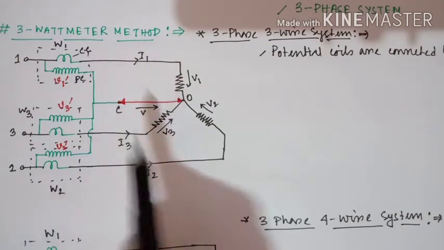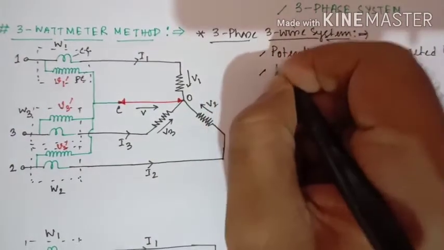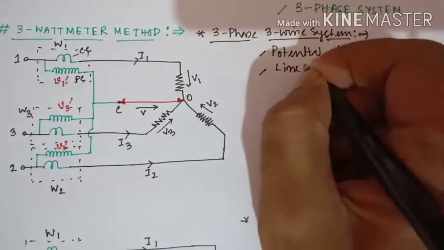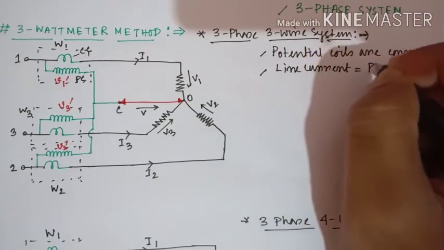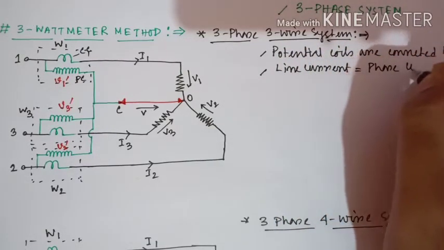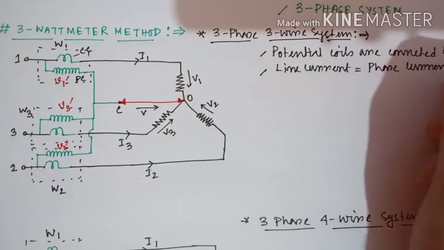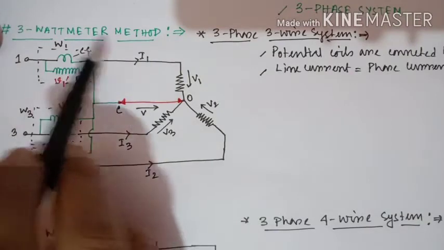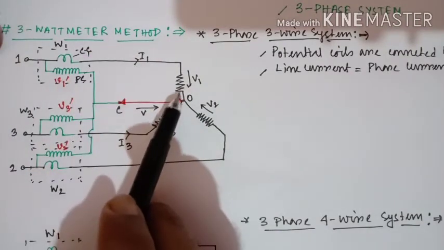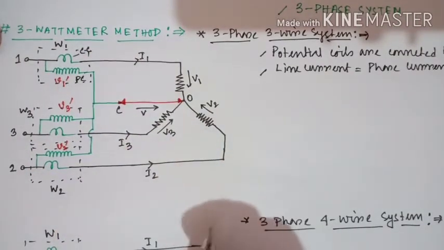I am repeating here once again. The line current is equal to phase current. So this information is known to us. The diagram also represents that the line current is the same current that is flowing through this particular load.